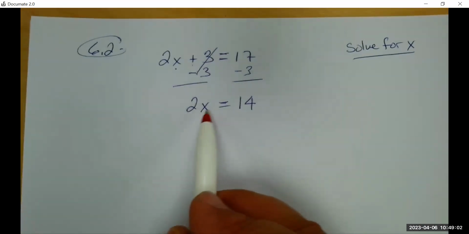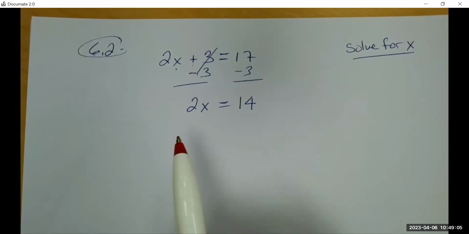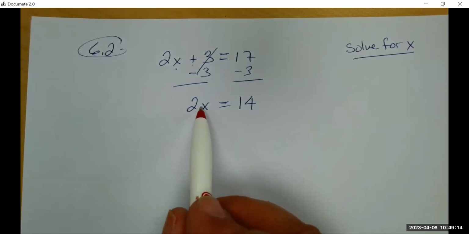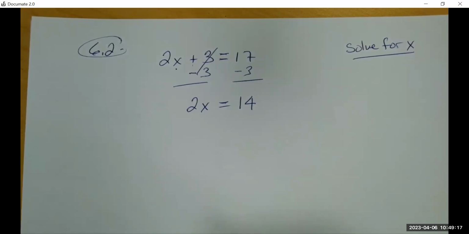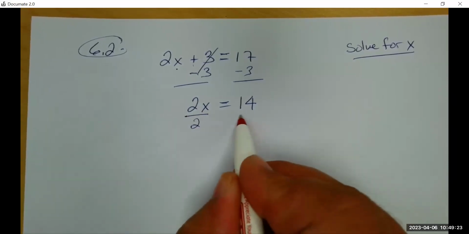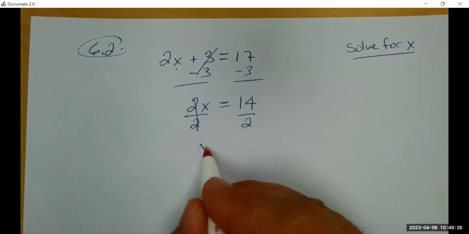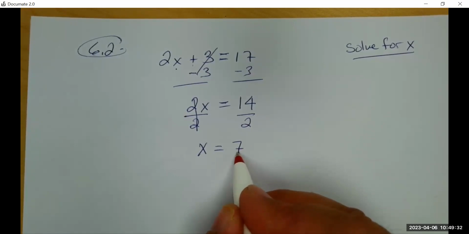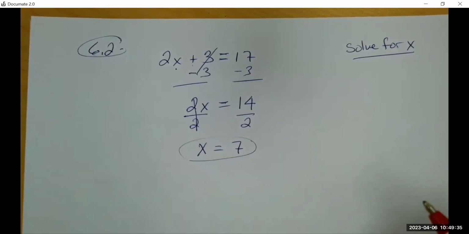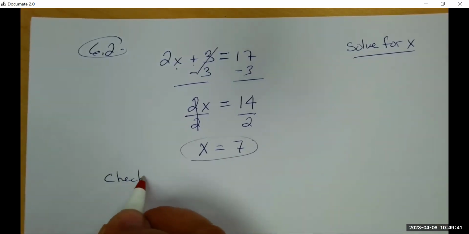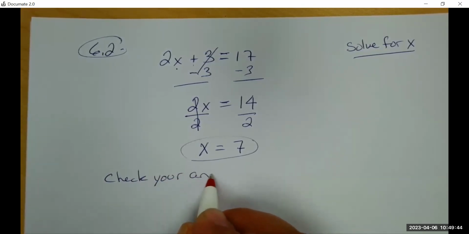How do you get rid of the 2? How is that connected to x? What mathematical operation is there? Again, what's the opposite of multiplication? So we have to divide by 2. I'm sorry, I put that up there too fast. And whenever you solve equations, always at the very end, check your answer.